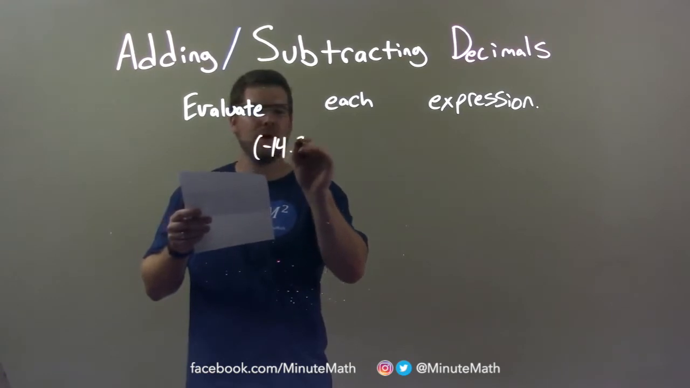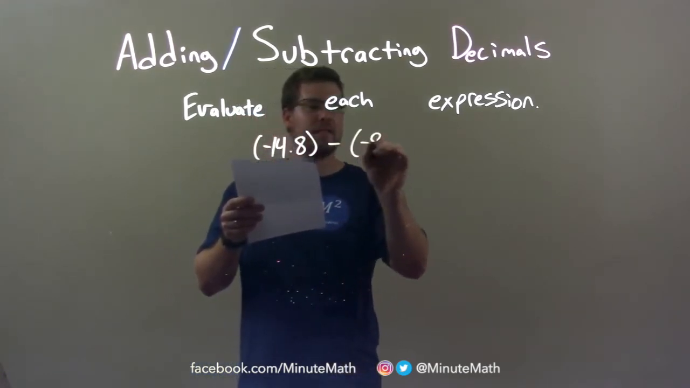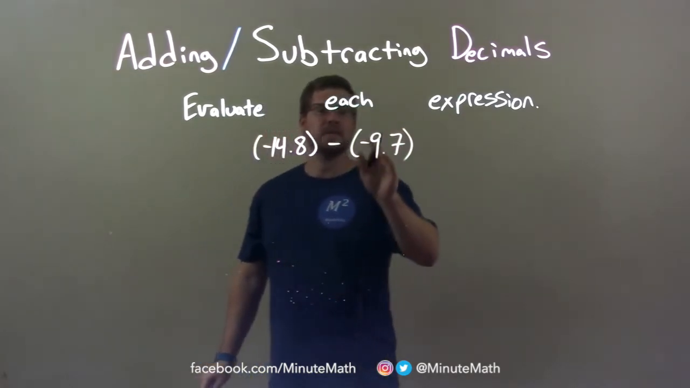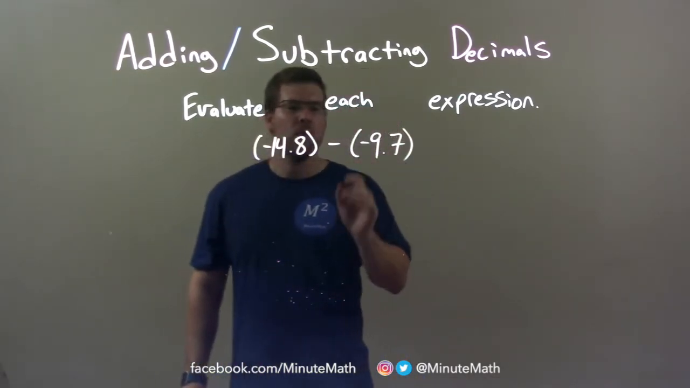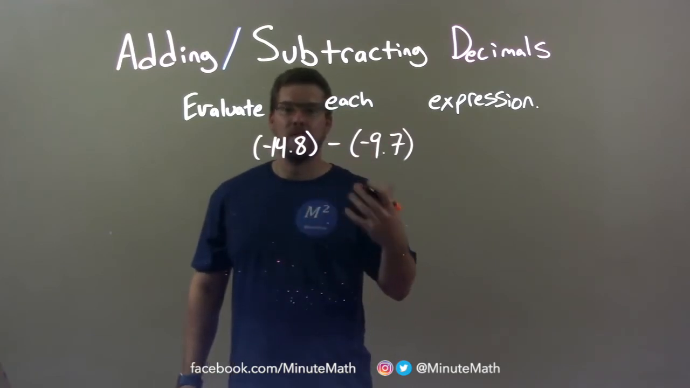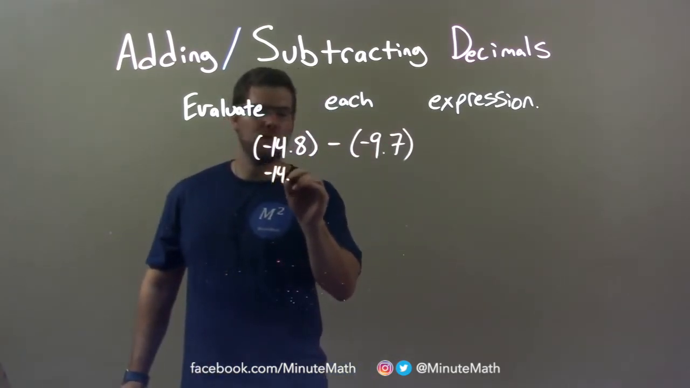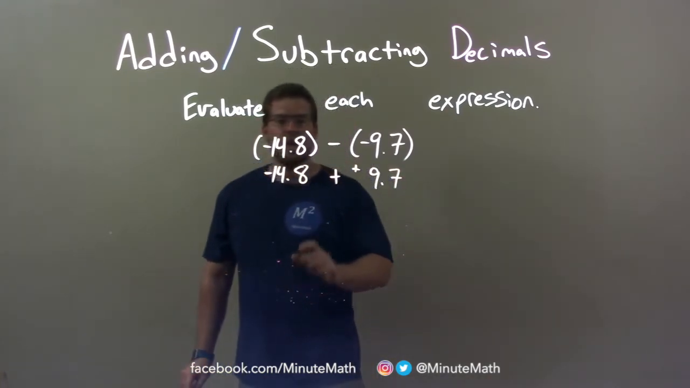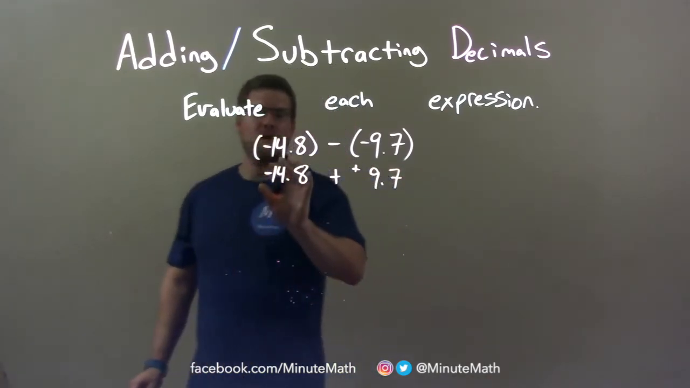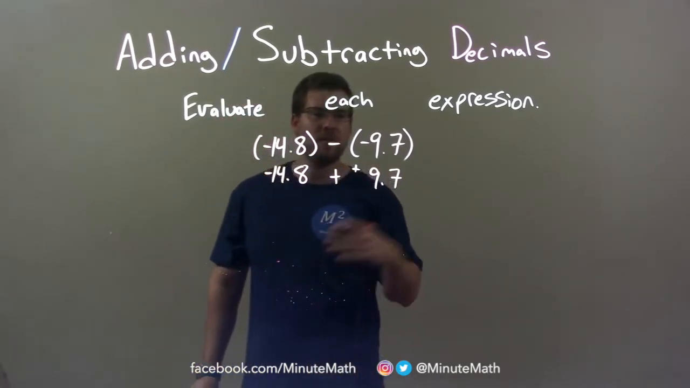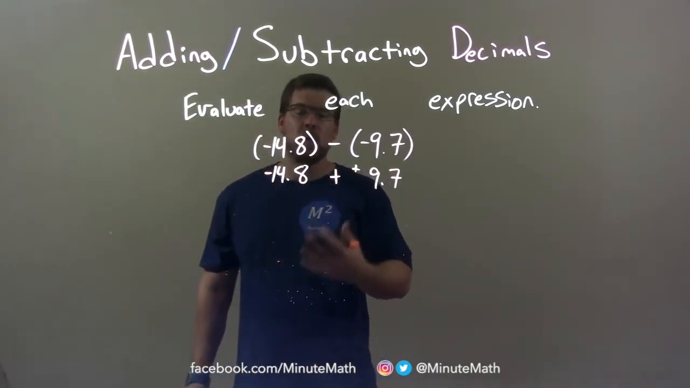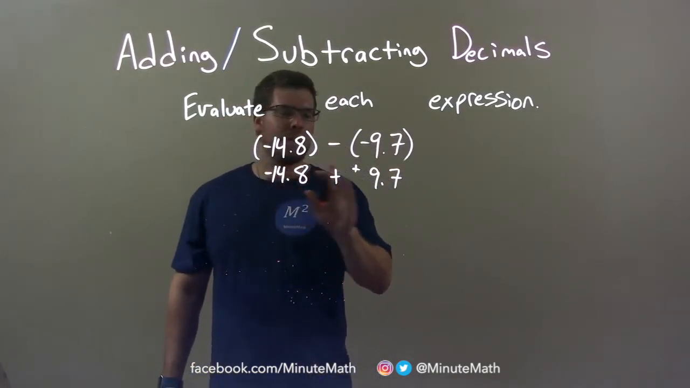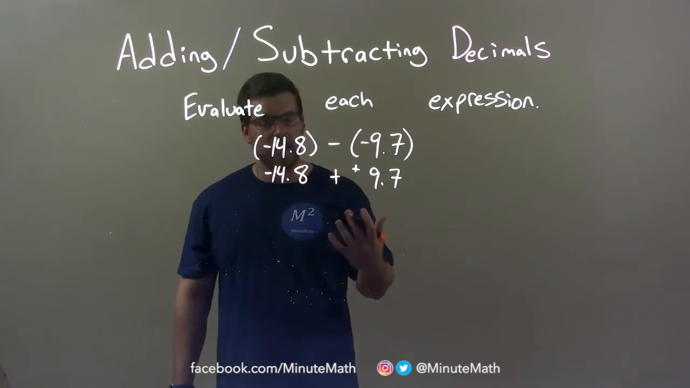Negative 14.8 minus a negative 9.7. All right, negative 14.8 minus a negative 9.7. Well, we know that subtracting a negative is the same thing as adding a positive. So let's do that. We have negative 14.8 plus a positive 9.7. Now, if I put the absolute value around negative 14.8 and 9.7, negative 14.8 would be larger, because we take the absolute value of that. So since that happens, when we combine these two, our final answer is going to be negative.